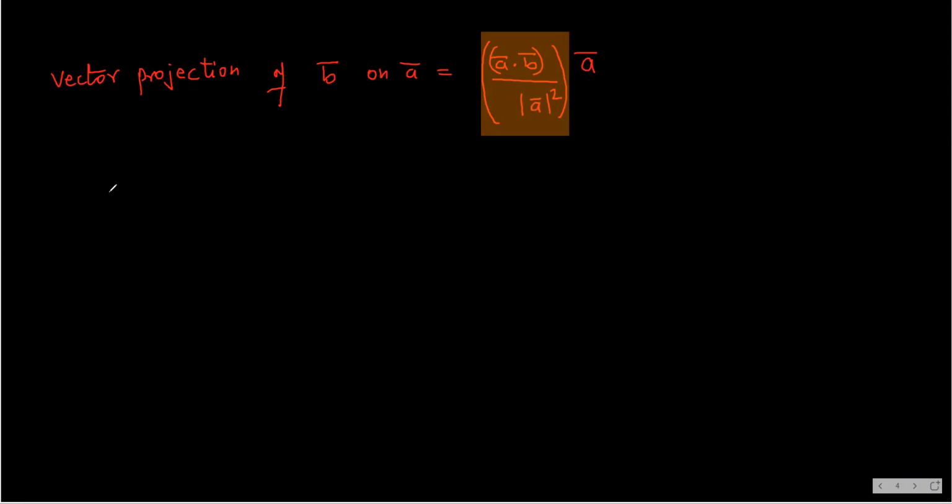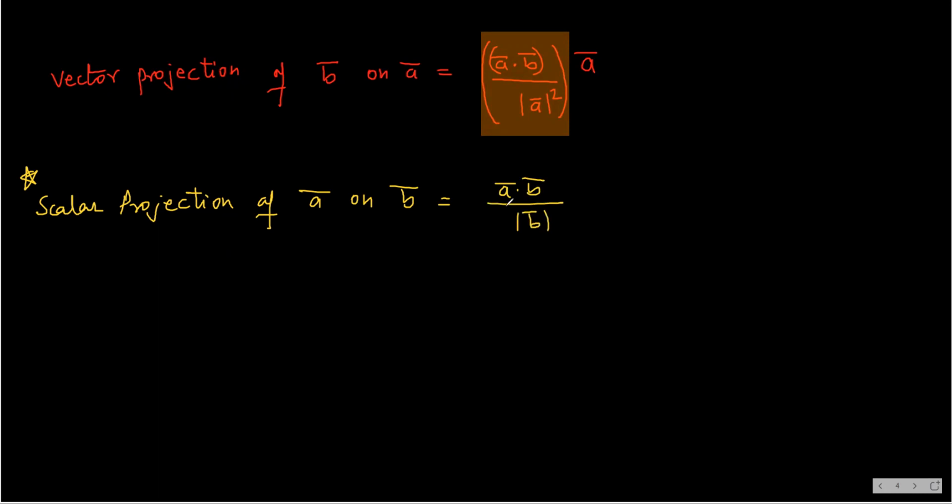Likewise, suppose you want the vector projection of A bar on B bar. Let's do that too, only for reference. Let's go step by step. First, the scalar projection, or simply the projection of A bar on B bar: you will write A bar dot B bar upon mod B bar. Got it? Then for the vector projection, what will you have to do?